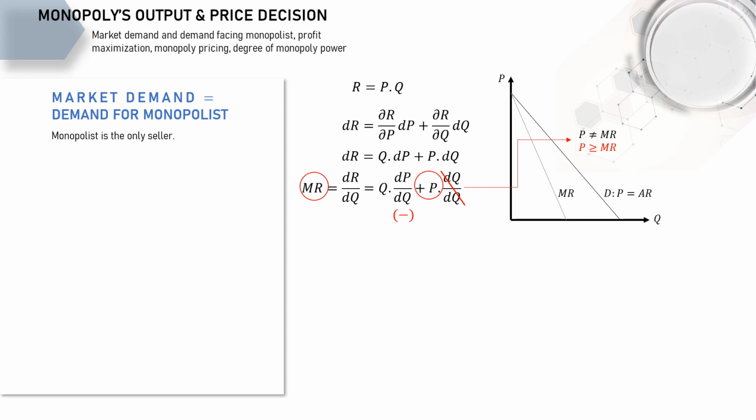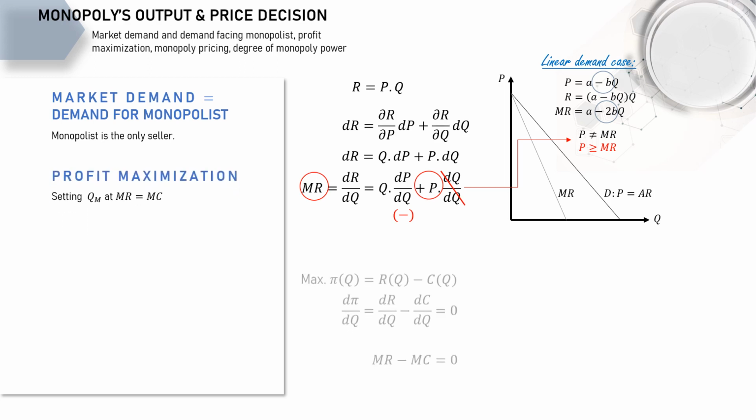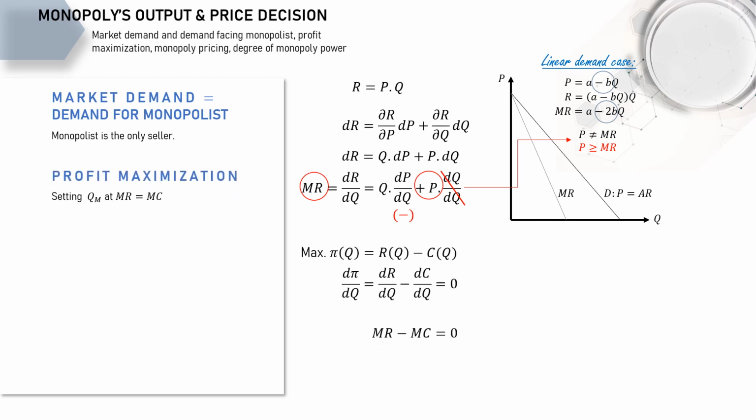With the general linear inverse demand function expressed like this, the slope of marginal revenue is always twice the slope of price level. Now, how about the optimal output determination and price setting in the monopoly case? Basically, it's about profit maximization. Here is how we derive the condition. After we come up with this, marginal revenue must be equal to marginal cost.